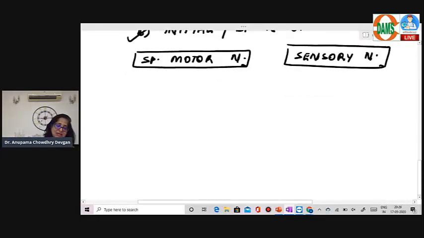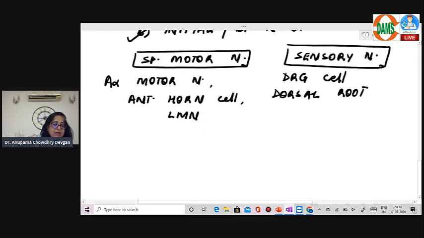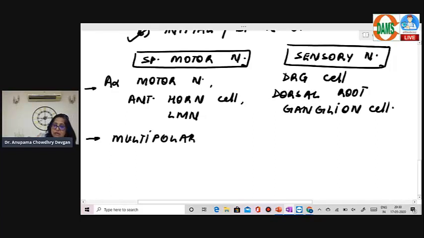Now, what is the spinal motor neuron? It is also known as the A-alpha motor neuron, the anterior horn cell, and the lower motor neuron. These are synonyms. The sensory neuron is known as the DRG cell, the dorsal root ganglion cell. The spinal motor neuron is a multipolar neuron, whereas the sensory neuron is a pseudo-unipolar neuron.